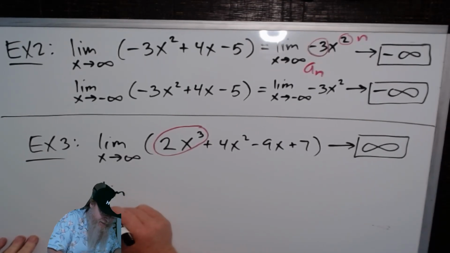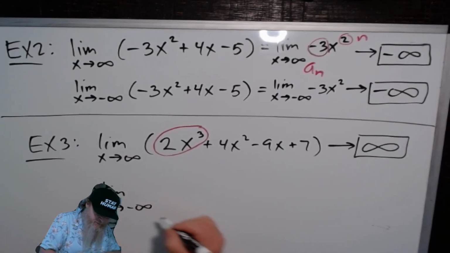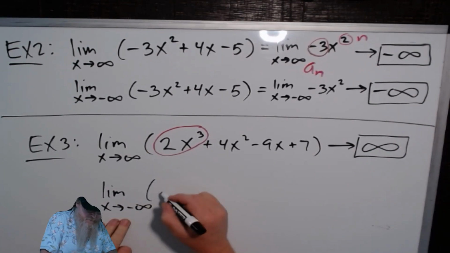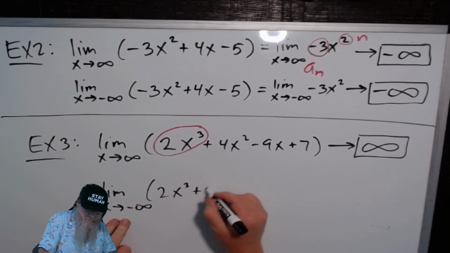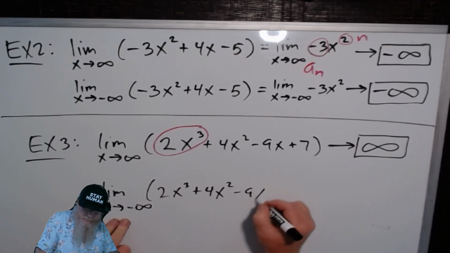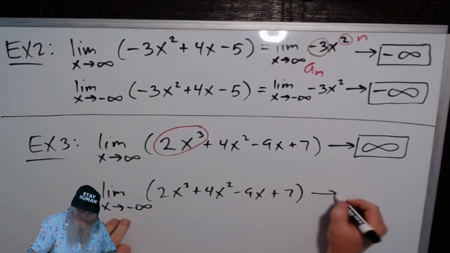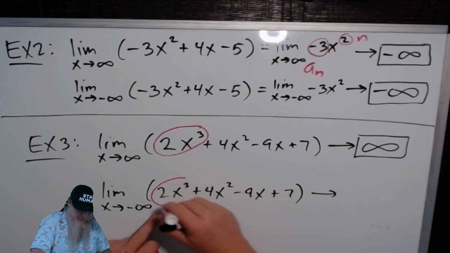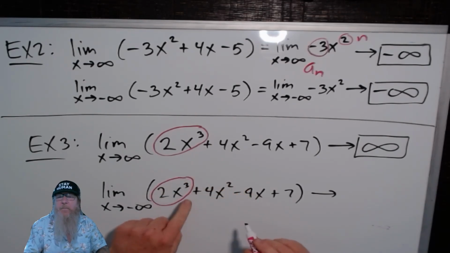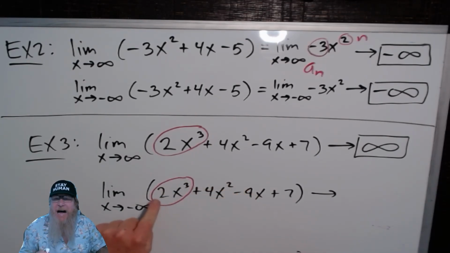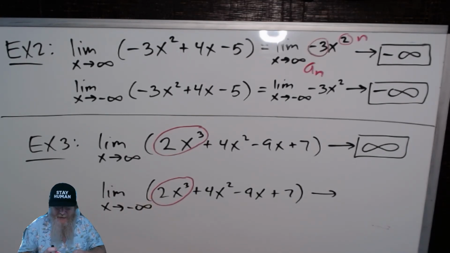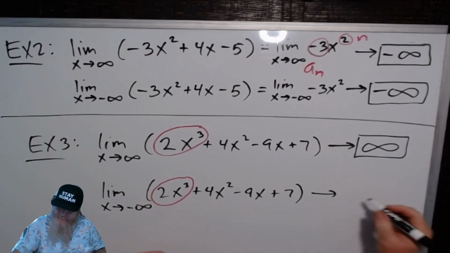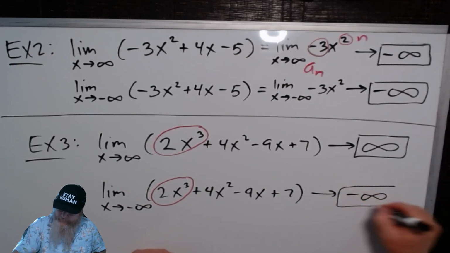The limit as x goes to negative infinity then. So this is the left side of the graph. Well, this is again an odd power, third power, and a positive leading coefficient. So the right arrow is going to go up, which means the left arrow is going to go down.